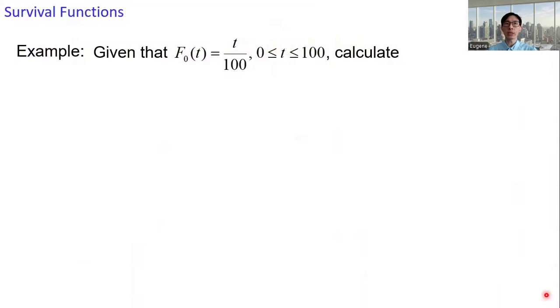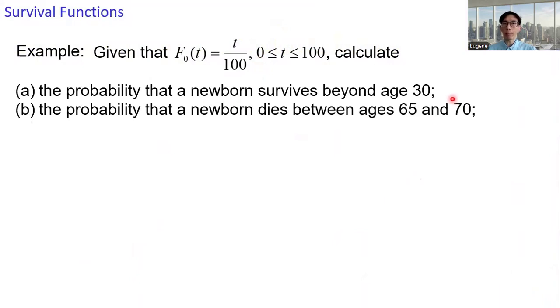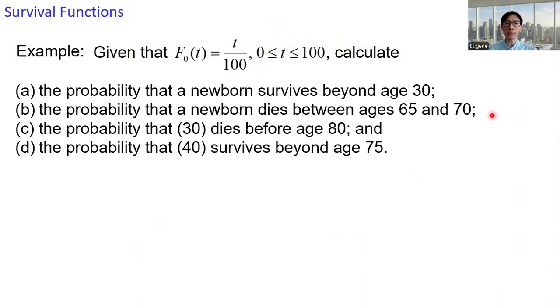Given that F0(t) equals t over 100, calculate the probability that a newborn survives beyond age 30, the probability that a newborn dies between ages 65 and 70, the probability that a person aged 30 dies before age 80, and then the last one, the probability that a person aged 40 survives beyond age 75.